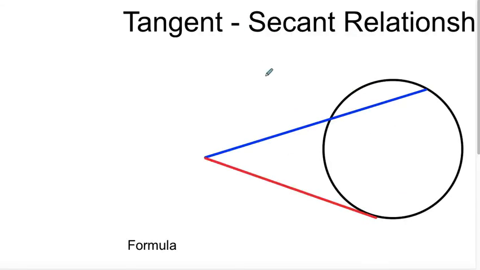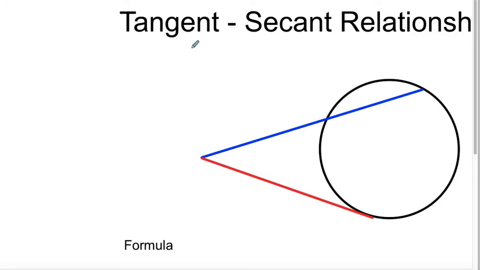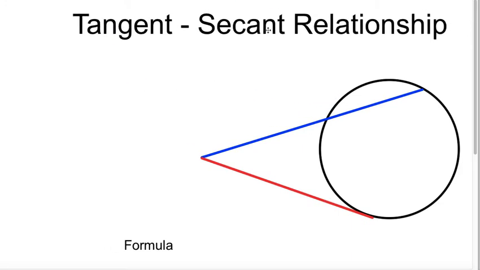The next one I'm going to go over is the tangent-secant relationship. Oh, and it got cut off. Okay, so the tangent-secant relationship, again, I wrote this out for you in your note packet. When we have a secant and a tangent drawn to a circle, so the red one is a tangent because it touches the circle on the outside. The secant goes through the circle.